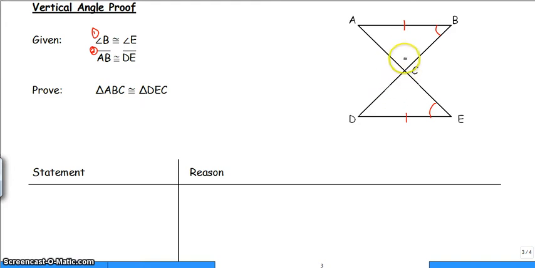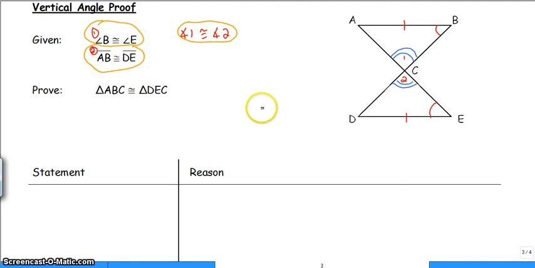In this case, I'll number these angles to make life a little easier for ourselves. Angle 1 is congruent to angle 2. I need a different mark on my triangles since they're not congruent to angles B and E. I'd write over here that angle 1 is congruent to angle 2, and I would see I have angle 1 congruent to angle 2, angle B congruent to angle E, and segment AB congruent to segment DE. Those are my three congruent statements. I'm ready to prove that my triangles are congruent.